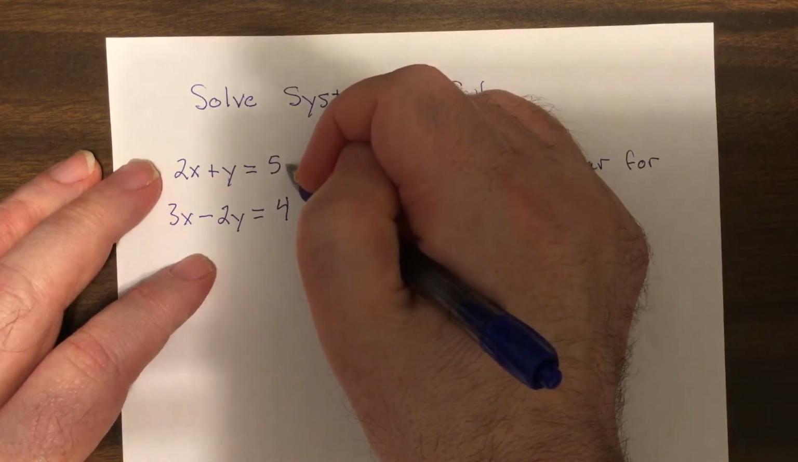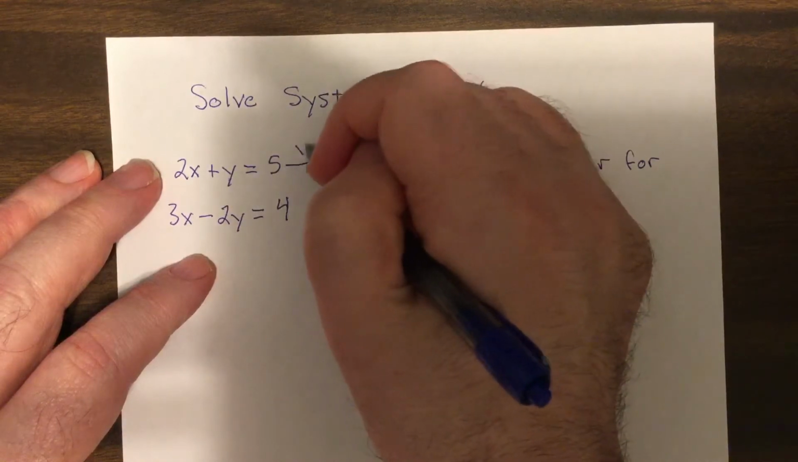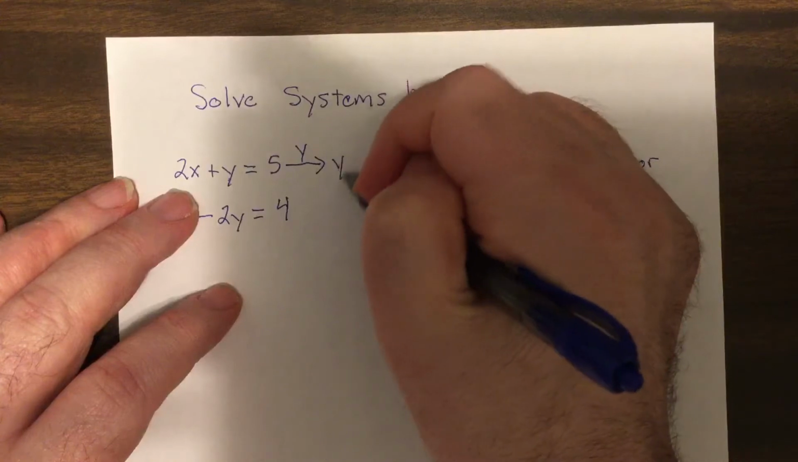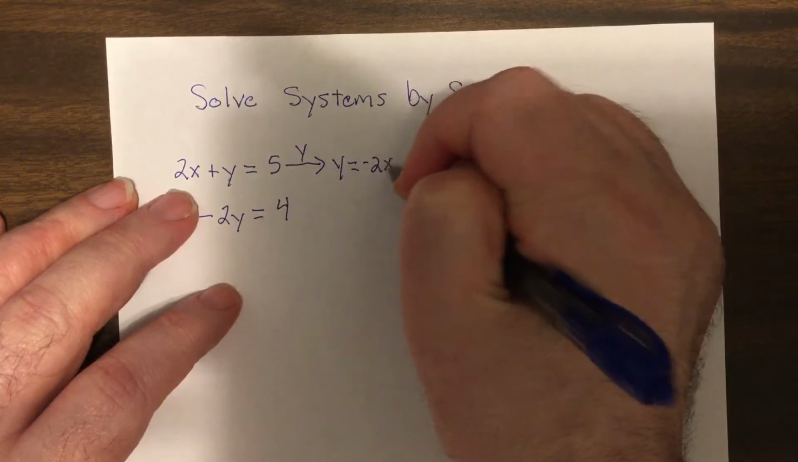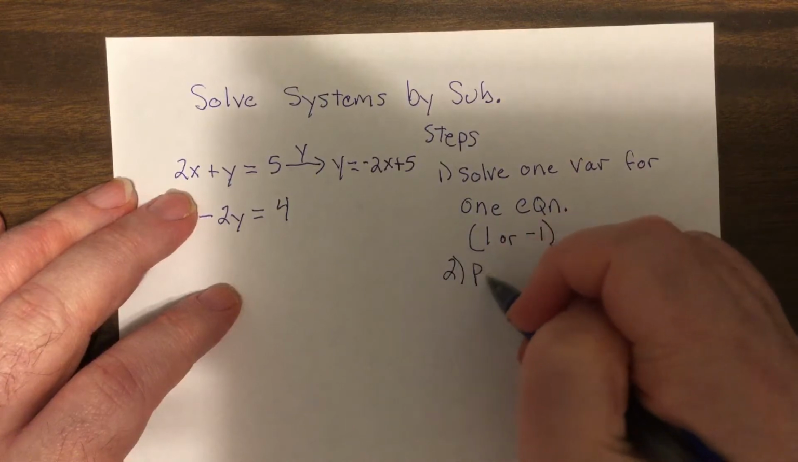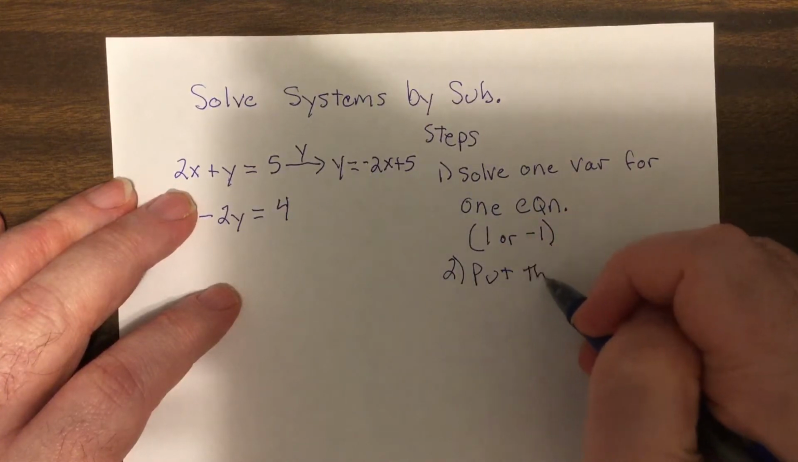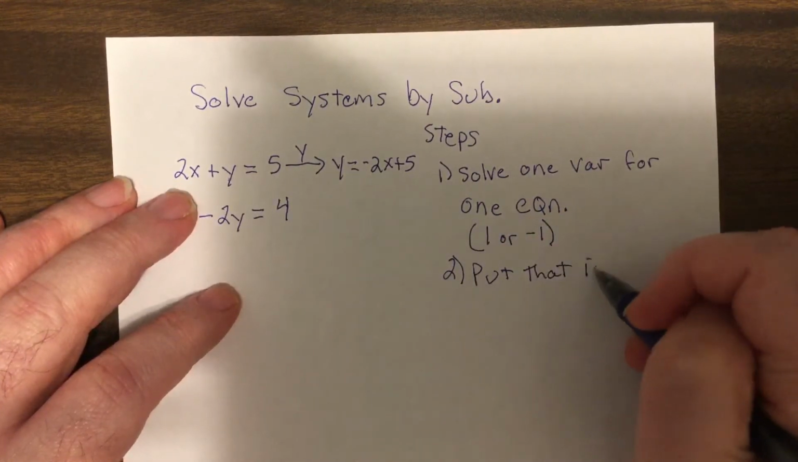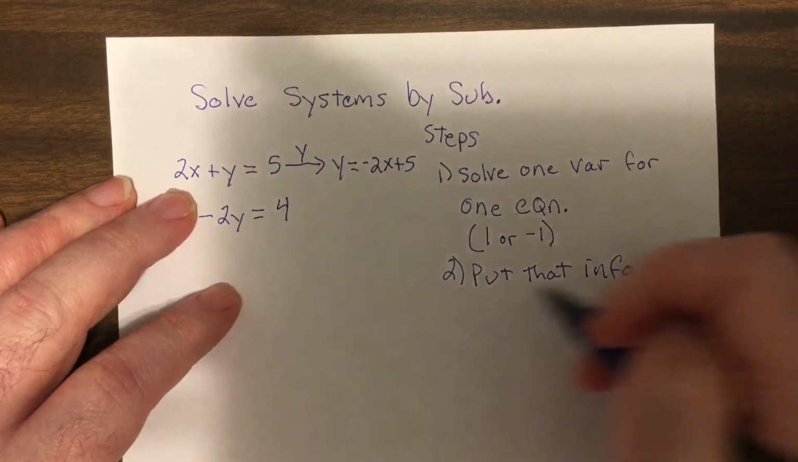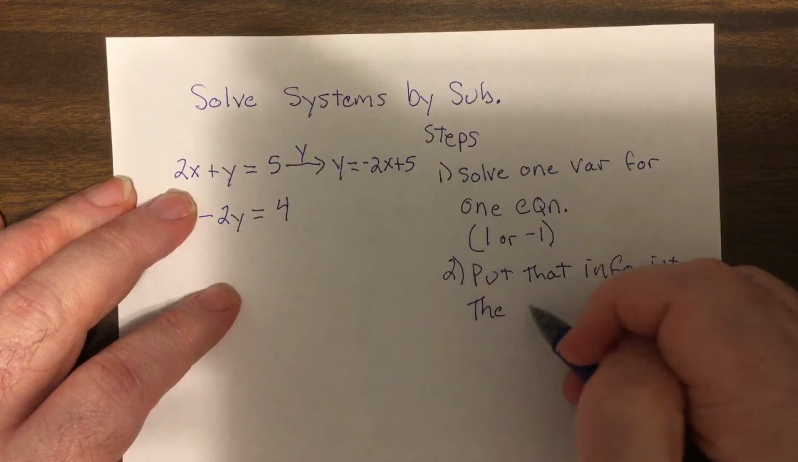Mercy. So this equation I'm going to solve for y. So I'm going to subtract 2x. I'd have y equals -2x plus 5. Now put that information into the other equation.